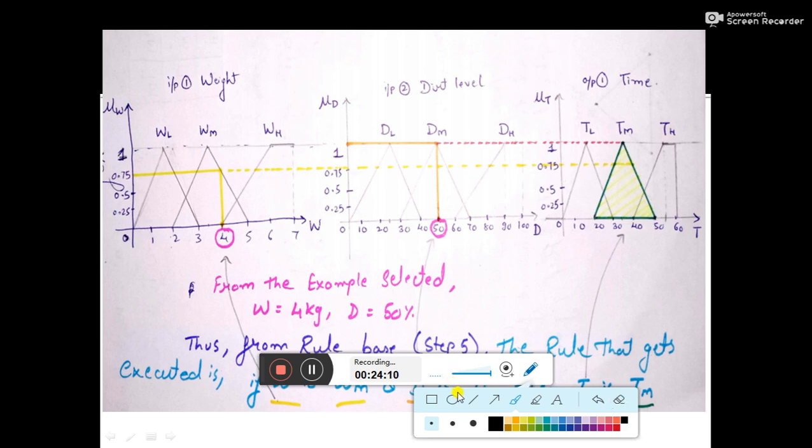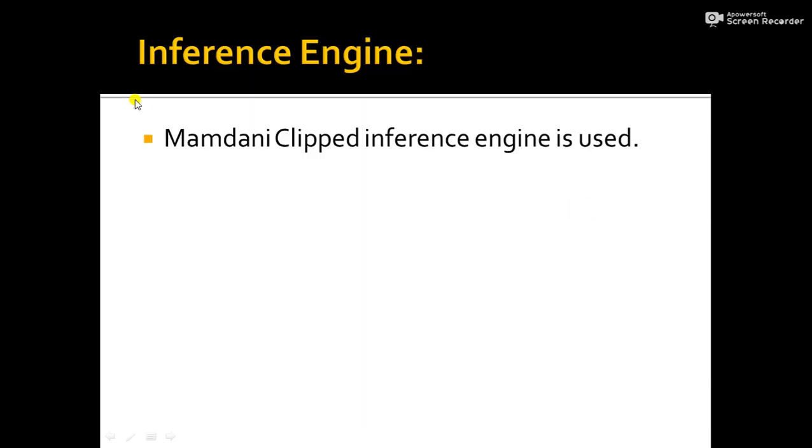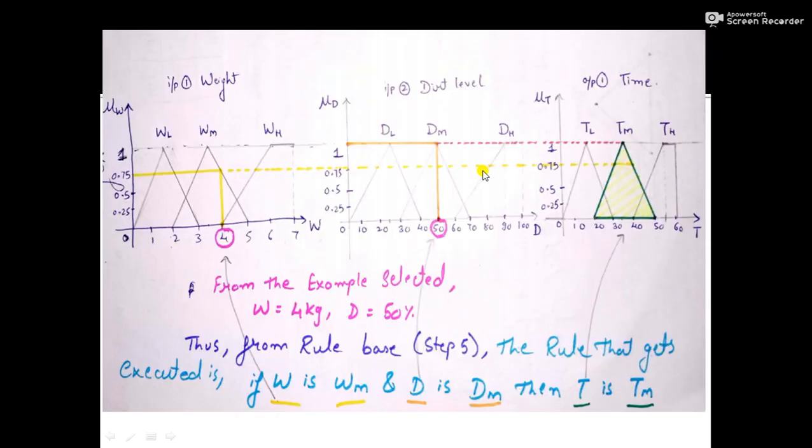So let us just move ahead now. This is how this triangle has been selected. The rule that has got executed in the inference engine is: if weight is medium and dirt level is medium, then the time required for washing is medium. The inference engine used is called a Mamdani clipped inference engine. The method we have used is basically a Mamdani clipped inference method, so that is why we have got this kind of triangle.